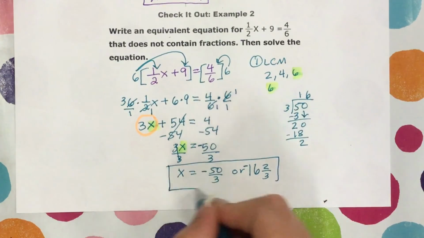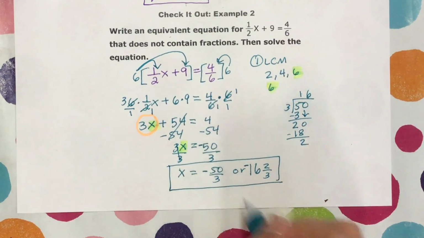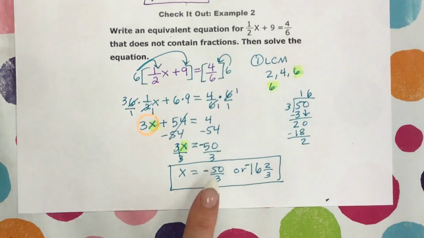So this would be my answer as an improper fraction, and that would be my answer as a mixed number. But leaving it as an improper fraction is totally satisfactory.